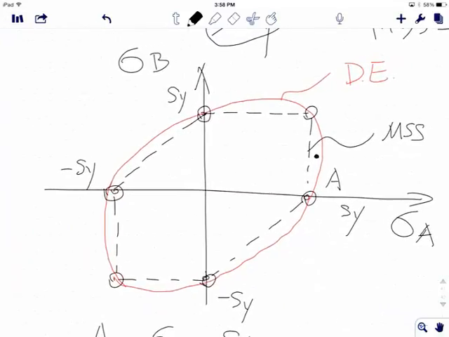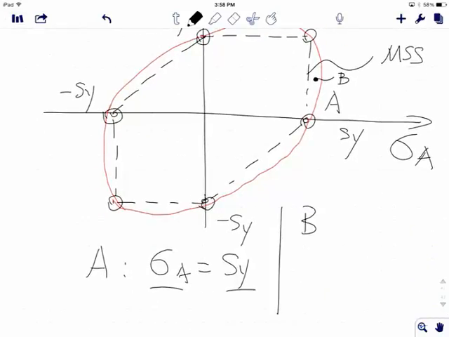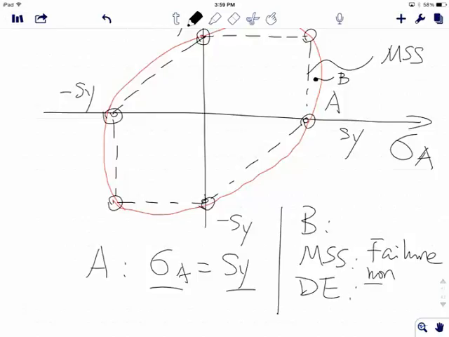A point right here. Let's say this is my point B. At point B, if you use maximum shear stress, what does it tell you? Failure or non-failure? Failure, right? If you use distortion energy, what's it going to tell you? Failure or not failure? Non-failure, right? Of course, because it's inside of the envelope, right?